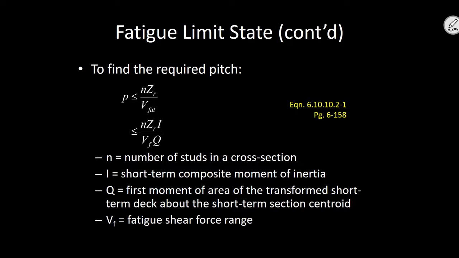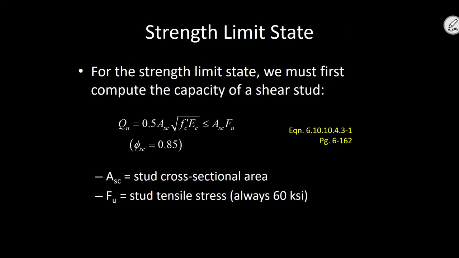Q is the first moment of area. It's just the area of the deck times the distance from the centroid of the deck to the centroid of the whole section. That's it, just A times Y, and that'll give you Q. You can do this in Excel. It's pretty straightforward. Plug and chug. It'll give you your required spacing.